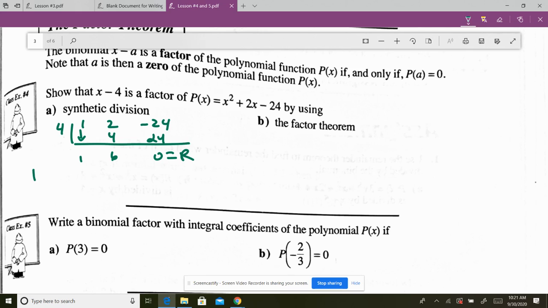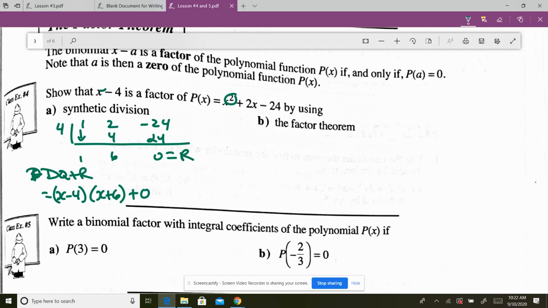So if I asked you to write it as dq plus r, my divisor is x minus 4. What's my quotient? If we divide a quadratic by a linear, I should get a linear. So 1 and 6, it becomes x plus 6. And my remainder is 0, which you would never write like that.